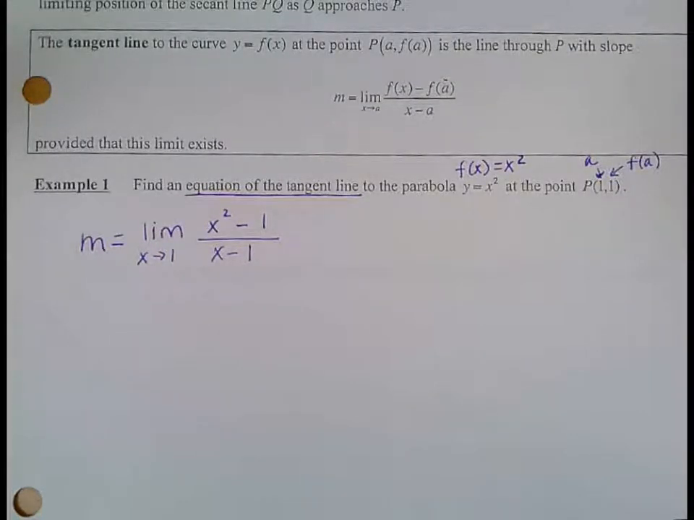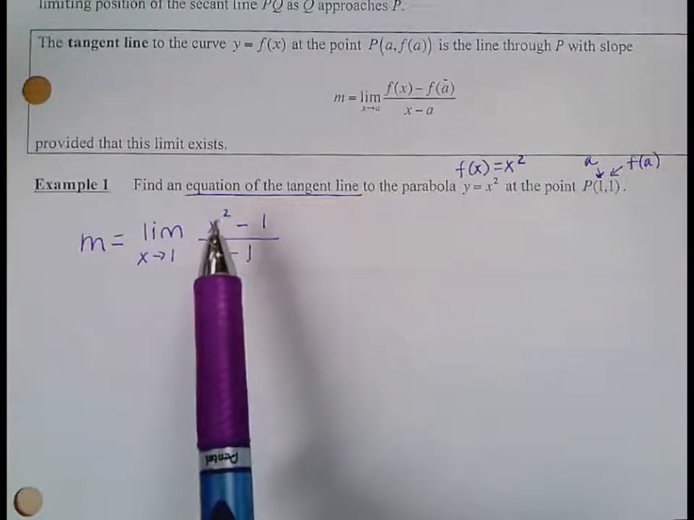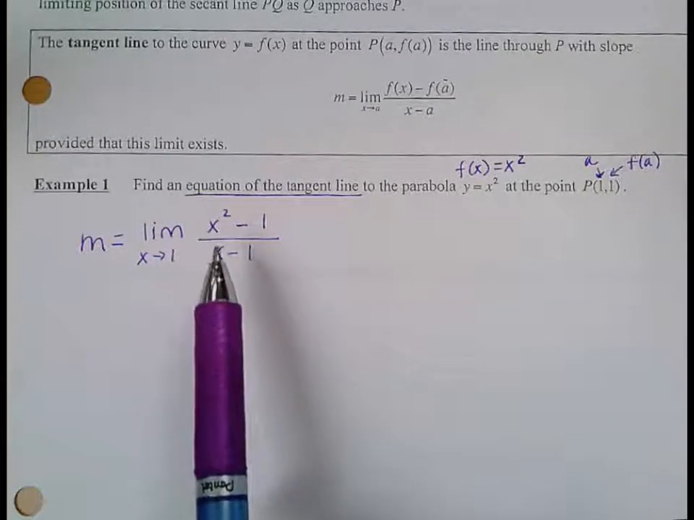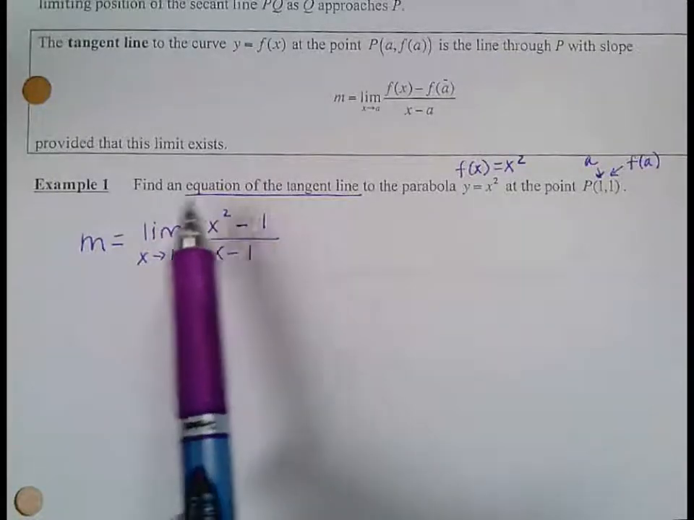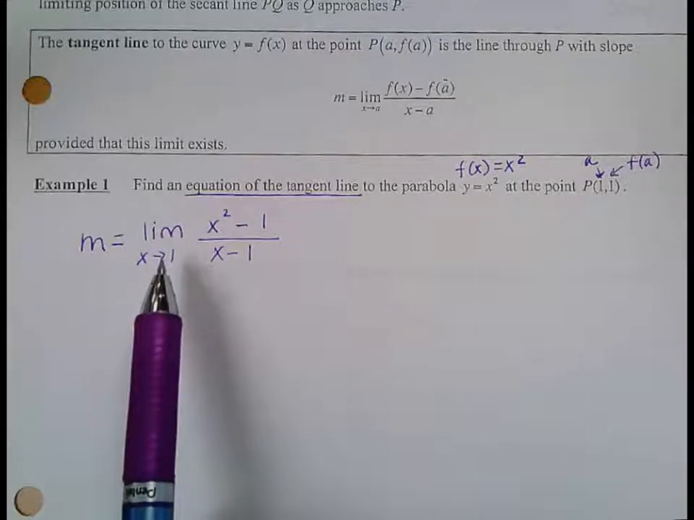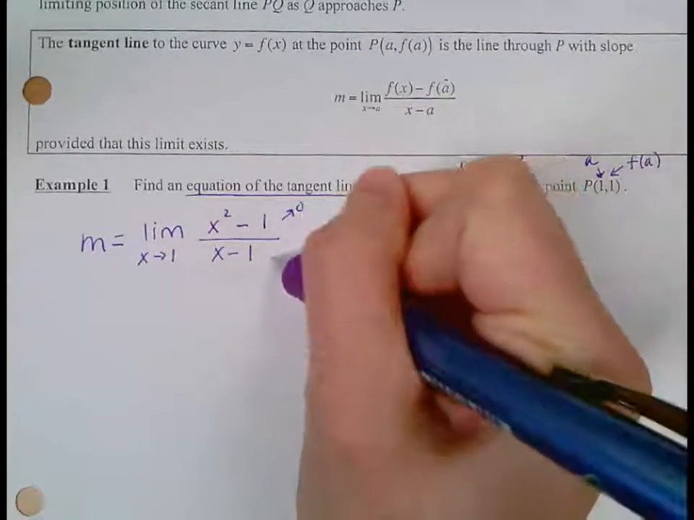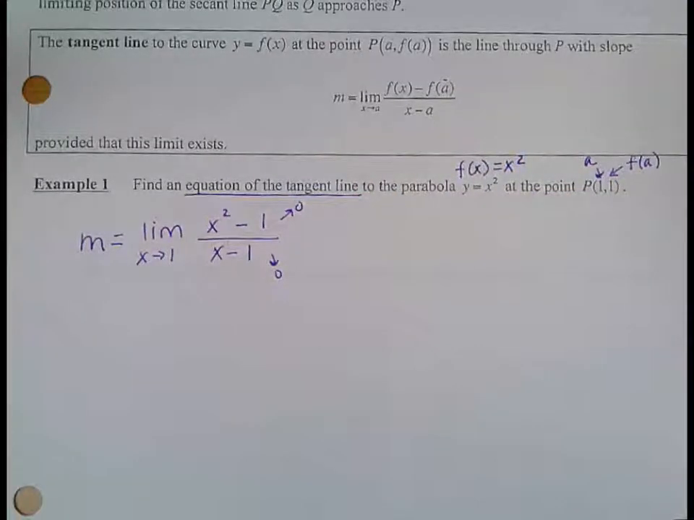Are there questions just on setting this up before we move on to actually evaluating it? Okay. Now, evaluating the limit, you've done this. This is what we just spent the previous 5 sections of Chapter 2 doing. Always use direct substitution first. So if I substitute in 1, I'm going to get 0 over 0. And that's indeterminate. So what do I need to do so that I can evaluate this limit?